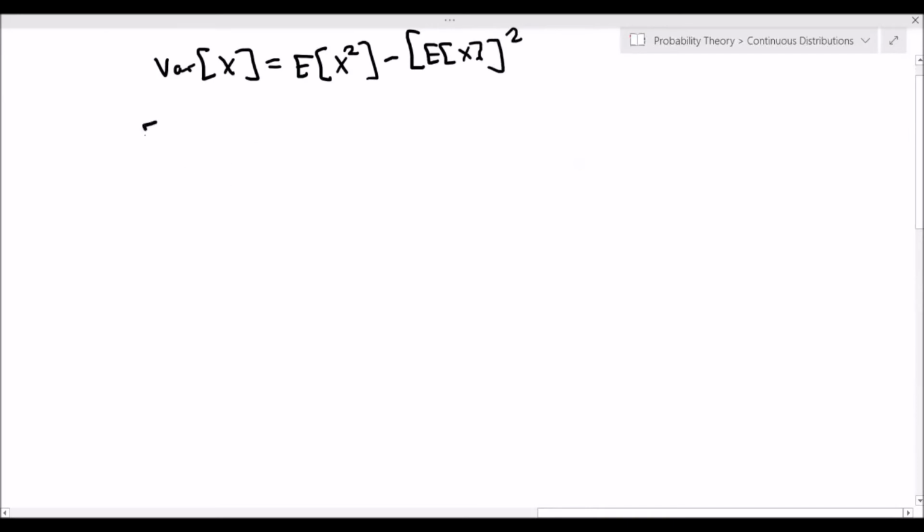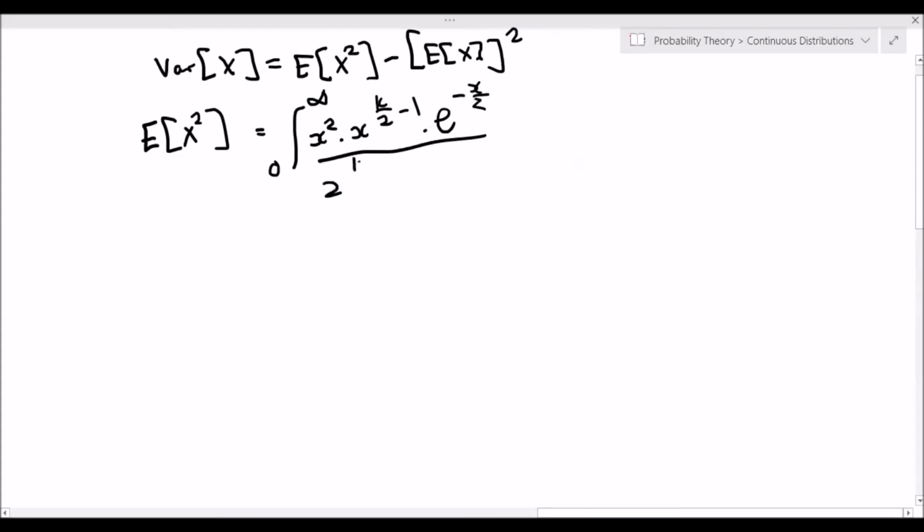So we know that there's a shortcut formula for the variance. The variance of X is equal to the expected value of X squared minus the square of the expected value of X. So we've already derived the expected value of X. Now let's go and work out what is the expected value of X squared. By this definition of the expectation for a continuous distribution, we know this is going to be the integral over the entire support of x squared times x to the power k/2 minus 1 times e to the negative x/2, over 2 to the power k/2 times the gamma of k/2.